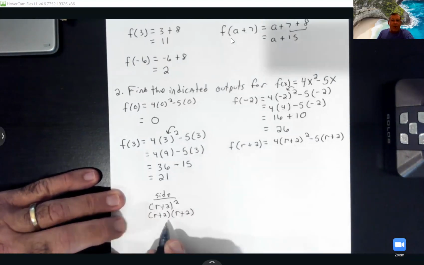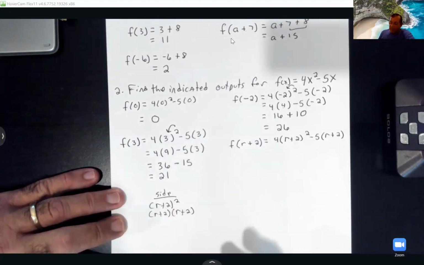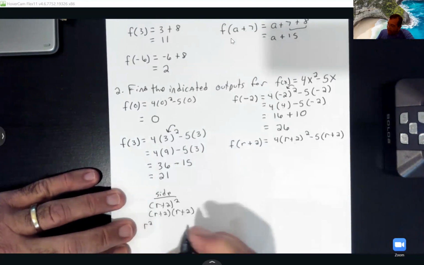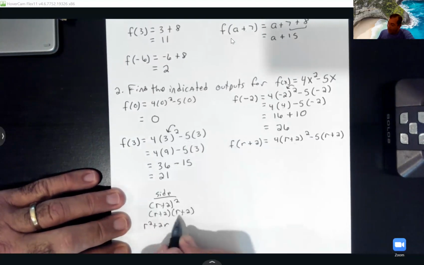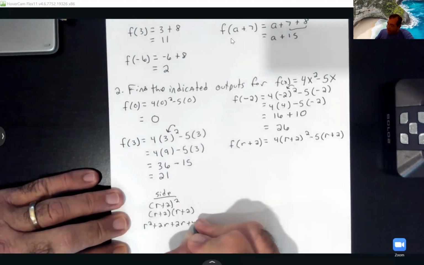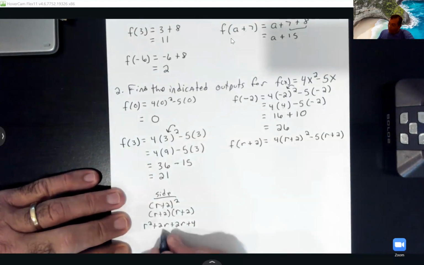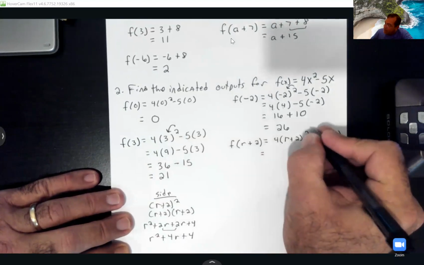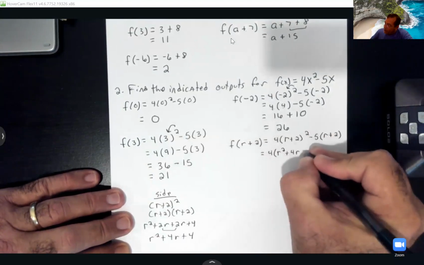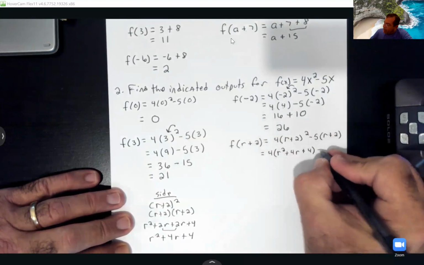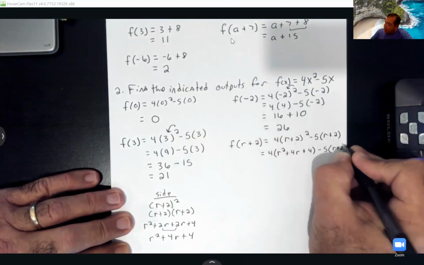So that'll be r plus 2 times r plus 2. So r and r give me an r squared. r times 2 gives us a 2r. 2 times r gives us a 2r. And then our 2 times 2 gives us a 4. Adding like terms, r squared plus 4r plus 4. So we can now replace the exponent with that. 4 times r squared plus 4r plus 4 minus my 5 times r plus 2.